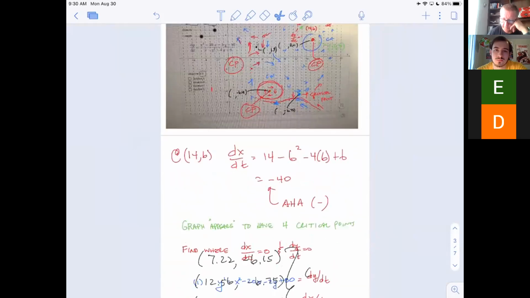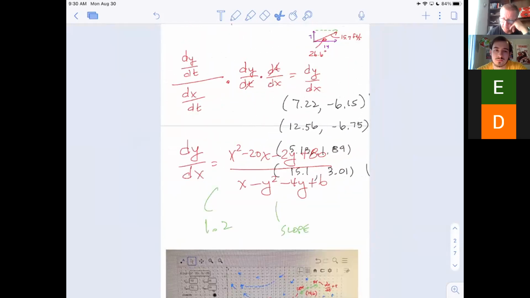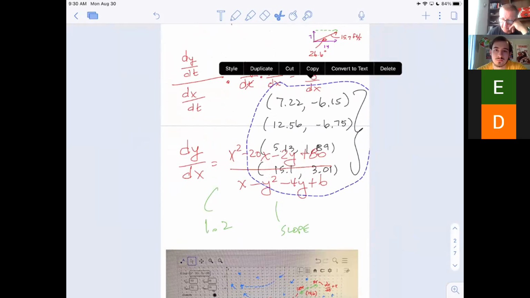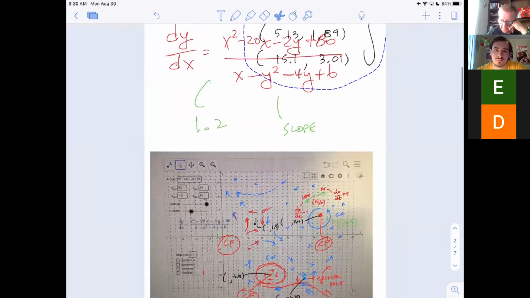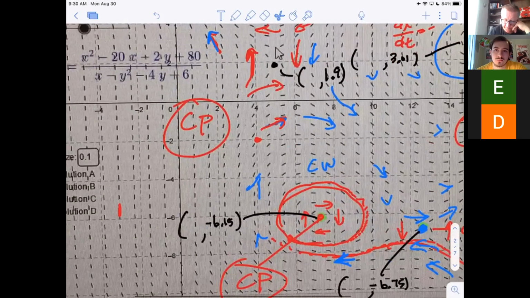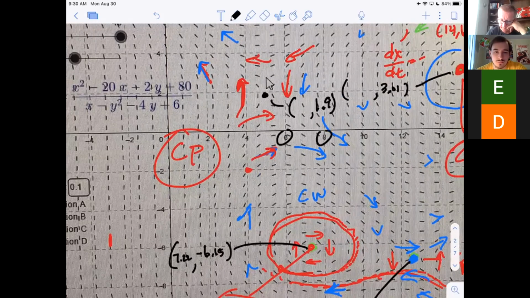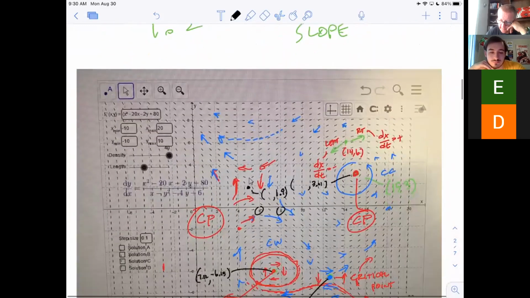Ooh, where am I going to put these? For now, I'm just going to stick them right there, but let's see, 7.22, -6.15. Does that fit? Does that work? Oh yeah, it does. Look, there's 6 and there's 8. So that looks right. That looks good. I'm happy with that. And then 12.56 for the next one.